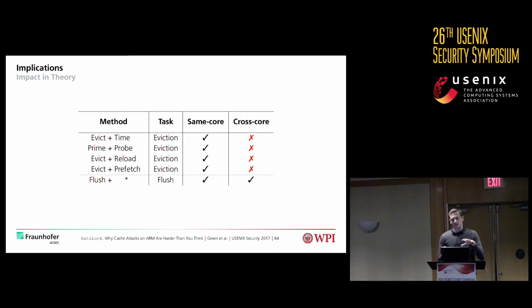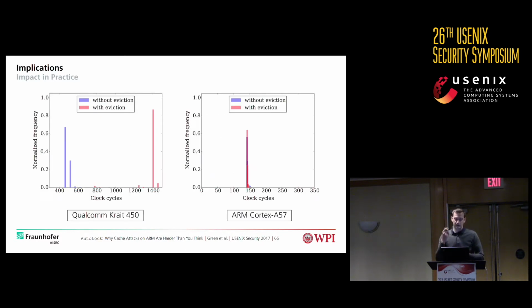So that is the impact in theory, and how we actually recognize it in practice is something like this. We recall the reload times of A from earlier, which were on the Qualcomm Krait 450. That's an ARM-compliant processor core. And we saw that there's a clear difference. But now we repeated the same experiment, the same code, on an ARM Cortex A57, and all of a sudden, regardless if we do eviction or not, the reload times are always from the cache hierarchy.